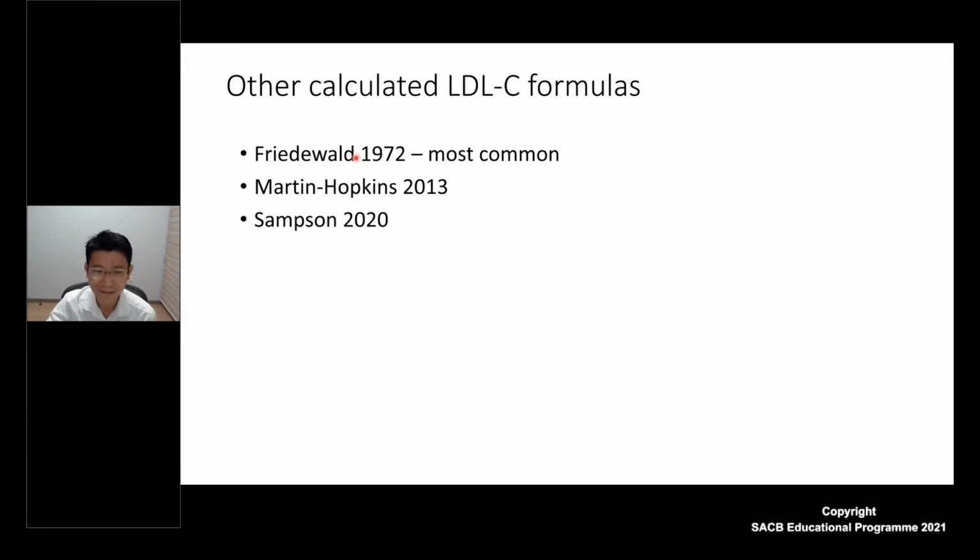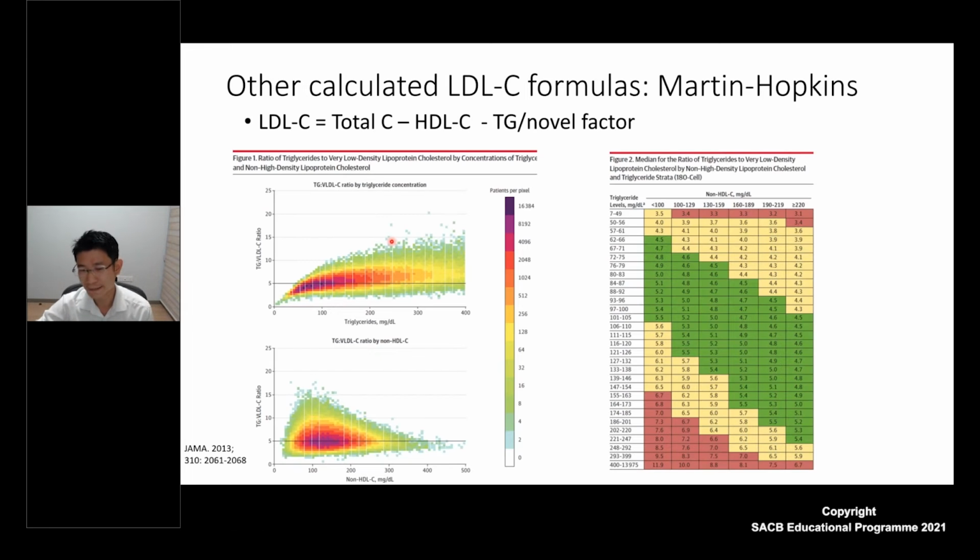But 50 years have passed since 1972, and now it's 2021. In the middle, are there any other equations? Yes, you have a rather famous one, Martin-Hopkins in 2013. You also have another, Sampson's, last year. What is the Martin-Hopkins equation all about? Essentially, it's almost the same, just that they have a novel factor. Instead of 2.2, they decided that your ratio of VLDL cholesterol to TG isn't always 2.2.